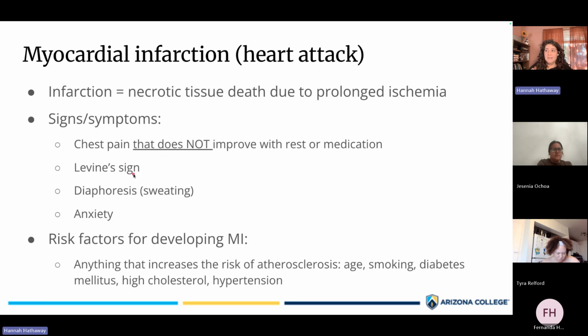Levine sign, that is fist to chest. Because of the chest pain, you're putting your hand over the pain, over your chest. That is something you also do see with angina. Diaphoresis or sweating, and anxiety. So these are some of the big ones associated with myocardial infarction. This first one, I would say, is probably the most indicative of a myocardial infarction versus angina: the chest pain that does not improve with rest or medication.